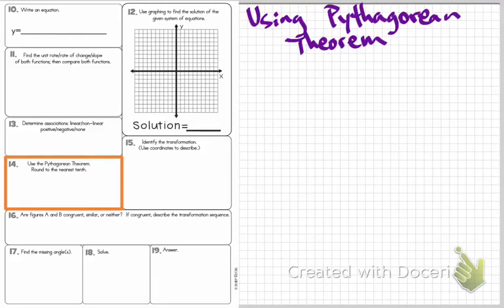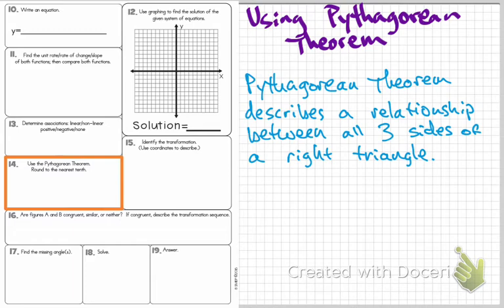Welcome to our tutorial for question 14 of our weekly review. Question 14 is asking us to use the Pythagorean theorem, and whenever we're working with the Pythagorean theorem, we know we're going to be working with triangles, because the Pythagorean theorem describes a special relationship between all three sides of a right triangle.